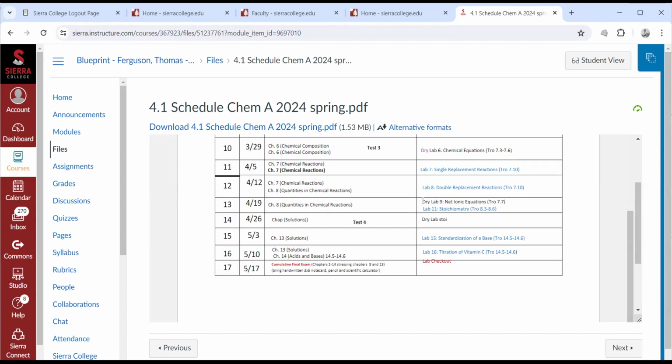Yes, I may kick this up a week. The reason I want to kick it up a week is that I want you to get test 4 down pat for stoichiometry. It's real important.